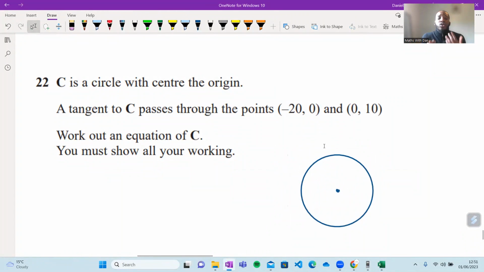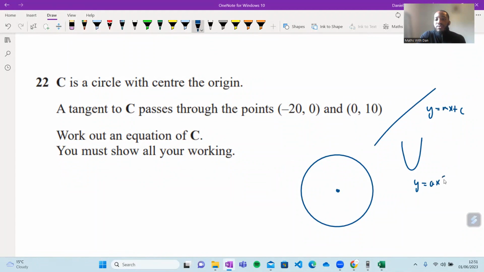But basically, you know how you have a graph like this. This has a general formula y equals mx plus c. You have a quadratic like this. This is y equals ax squared plus bx plus c. Now, circles actually have an equation too. Yeah. Now, this is for everyone, by the way.